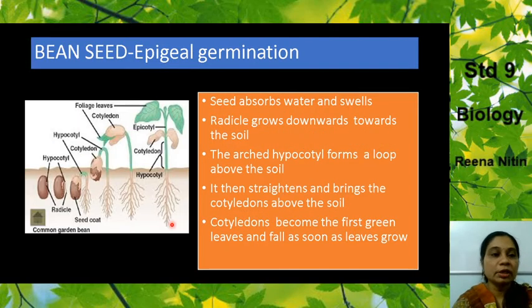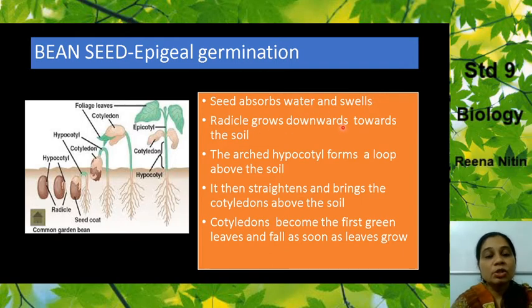Now we move on to the next example, that is the bean seed, and this is a type of epigeal germination. Now remember, in epigeal germination, what should elongate first? The hypocotyle. Now the seed absorbs water and it swells. So the first part of the germination is that you soak the seeds in water, and it absorbs water and swells.